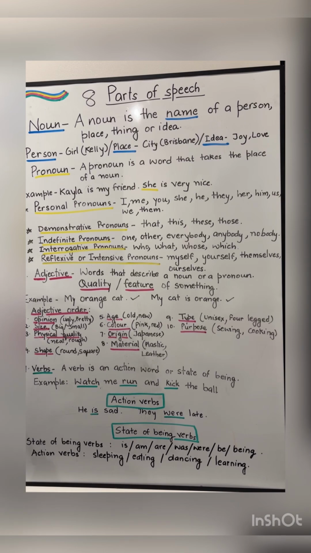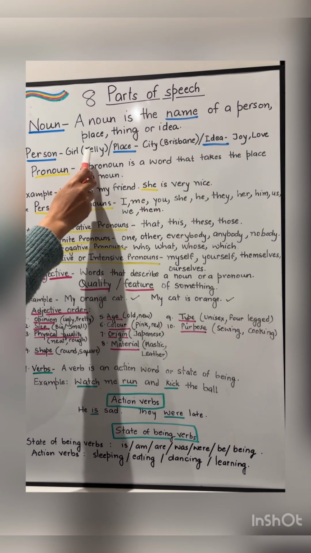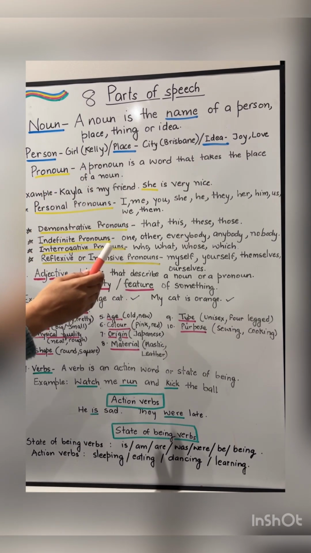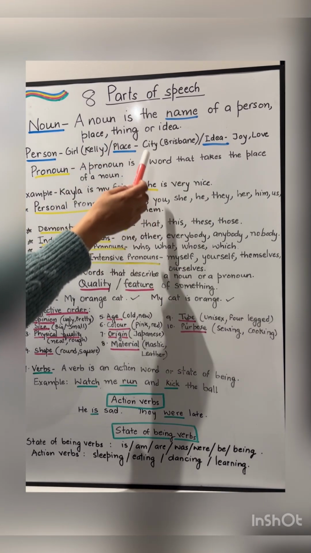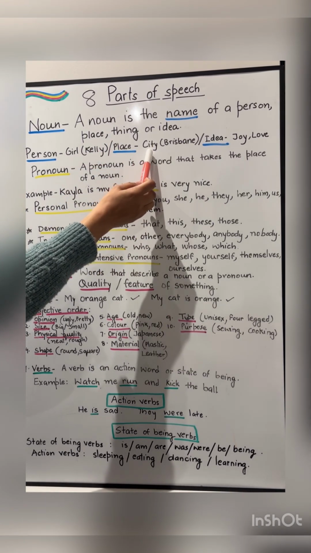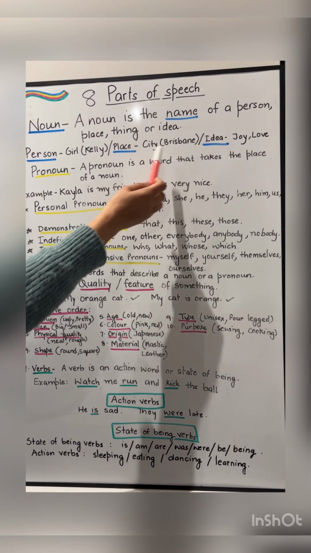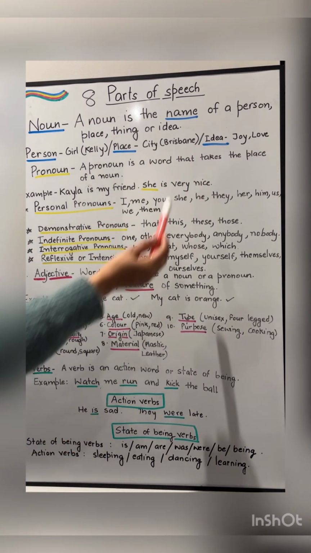Why do we need nouns in a sentence? Nouns are the subjects of a sentence, which means a noun is the focal point of your sentence, what you're talking about. For example, if you're talking about a person and the person's name is Kelly, she's a girl and her name is Kelly, she's the noun. If you're talking about a place and you're naming it, for example, it's a city, Brisbane is a noun. It could be a country as well.